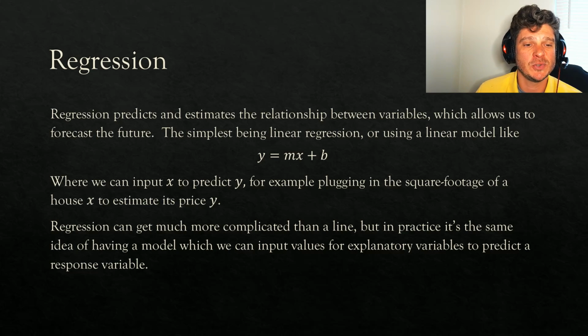But again, it all kind of follows that same process where we input some values x to predict some value y. And so the example I have here is we could plug in the square footage of a house as our number x, and that's going to estimate the price of the house y. Now, there's going to be other variables, including neighborhood and things like that.